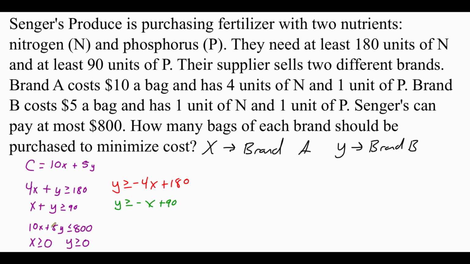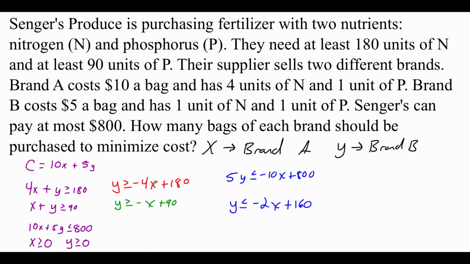And for this last one down here, I'm going to start by subtracting the 10x over to the right-hand side. So we're going to get 5y is less than or equal to negative 10x plus 800. Now, if I divide that 5 over to the right-hand side, I'm going to get y is less than or equal to negative 2x plus 160.